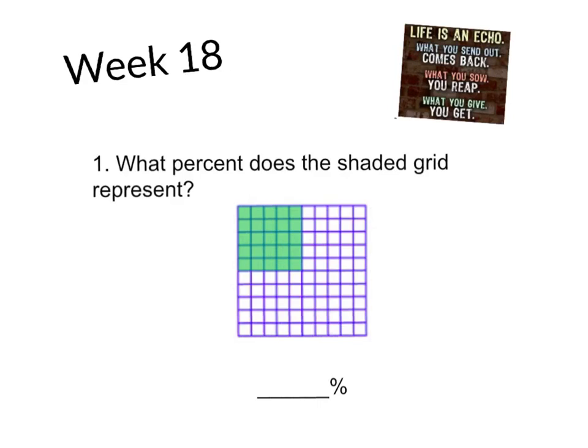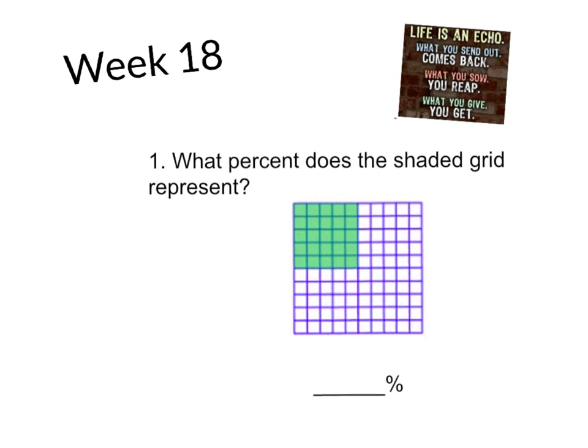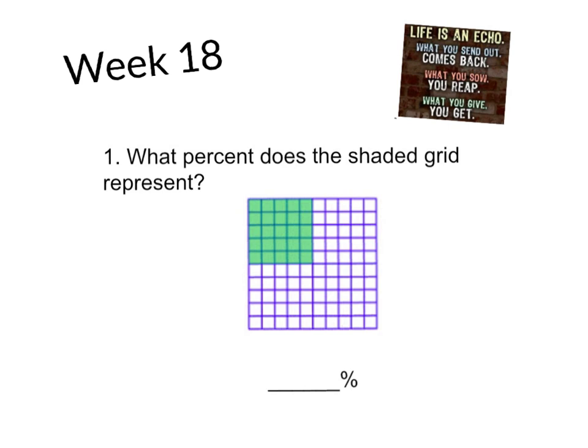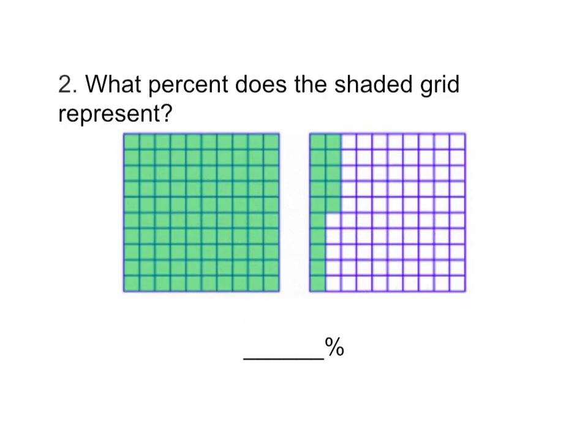What percent does the shaded grid represent? So we know this shaded grid is a total of 100 squares. And so I'm looking to see how many are colored in, and I can see this is a 5 by 5. So 5 times 5 is 25. So 25 out of 100 means 25%.